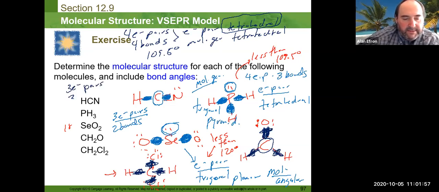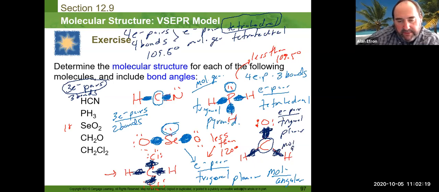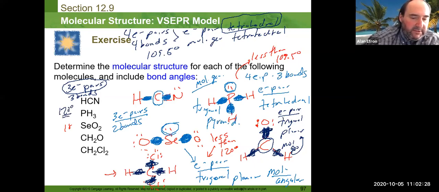and 3 bonds. Again, something with 3 electron pairs has an electron pair geometry of trigonal planar. And because it has no non-bonding electrons, the molecular geometry will be the exact same. So the molecular geometry will also be trigonal planar on that one as well. And it also will have a bond angle of 120 degrees, which is your typical trigonal planar arrangement.